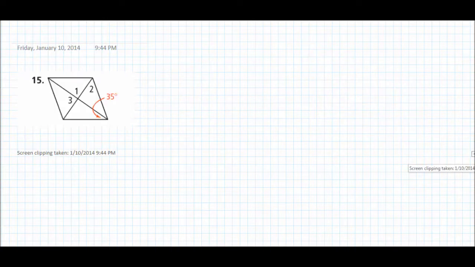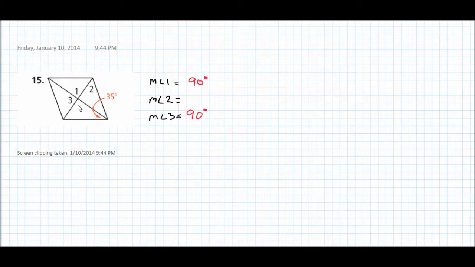Number 15. We have to find in this rhombus the measure of angle 1, the measure of angle 2, the measure of angle 3. By inspection and understanding that rhombuses make right triangles when their diagonals intersect, the measure of angle 1 must be 90 degrees, the measure of angle 3 must be 90 degrees. So that means we've got to find the measure of angle 2.